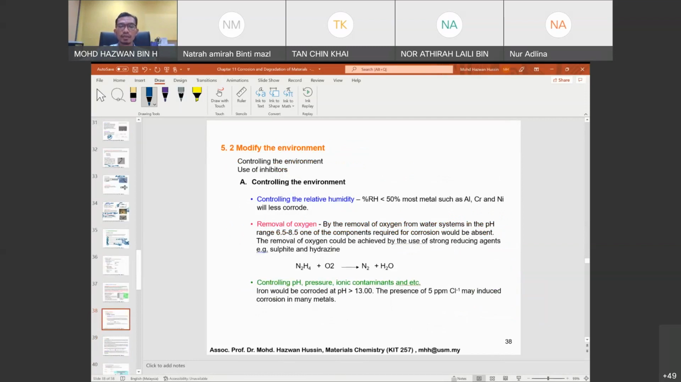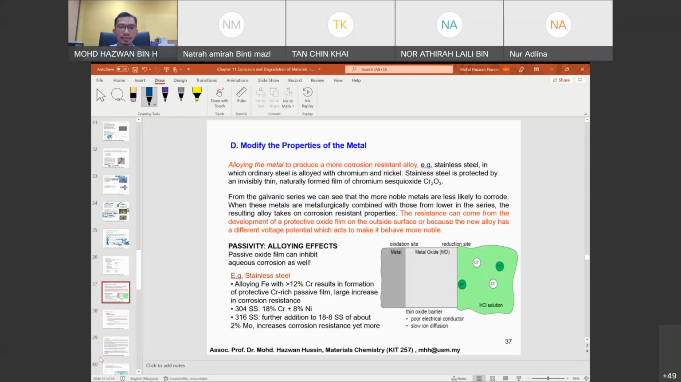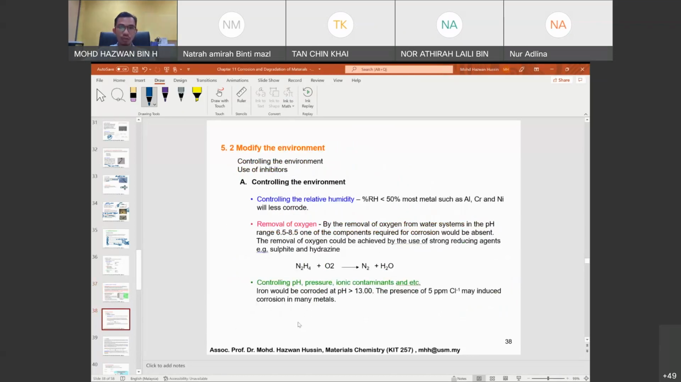Right. So before we move on to modifying the environment, is there any question regarding modifying the properties of the metal? Okay. So we move on to modifying the environment.